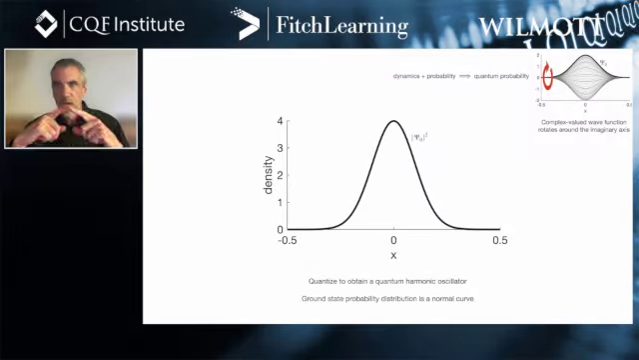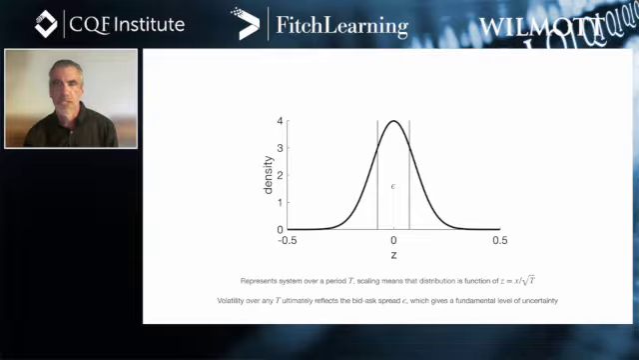You have a complex valued wave function which rotates around the imaginary axis. So it's a dynamic system now. And the squared amplitude of that in the ground state is just that same normal curve. So we're going to use this to represent the system over a period t, and scaling a little bit like in the classical model means that the distribution is going to be a function of z, which is x divided by the square root of t. And the volatility over any period ultimately reflects the bid-ask spread, which gives a fundamental level of uncertainty.